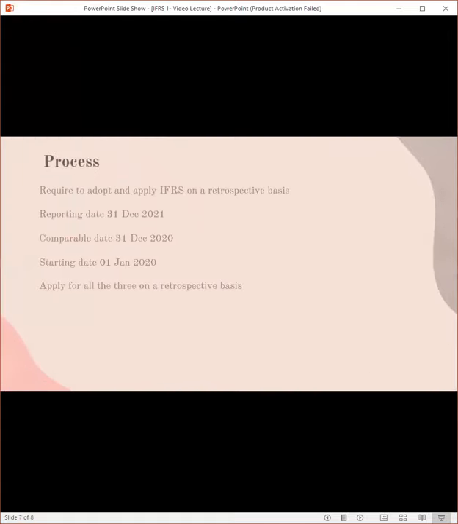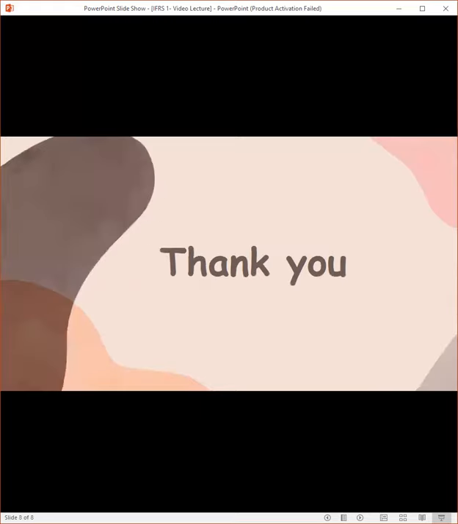So what is the process? Required to adopt and apply IFRS on a retrospective basis. That is the key term here. Reporting date is 31st December 2021. Comparable date is 31st December 2020. Starting date is 1st Jan 2020. So apply for all the three on a retrospective basis.